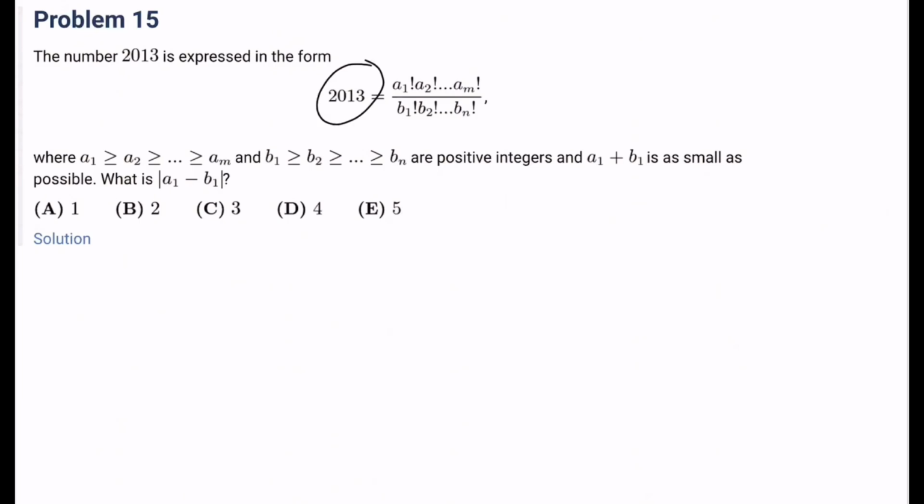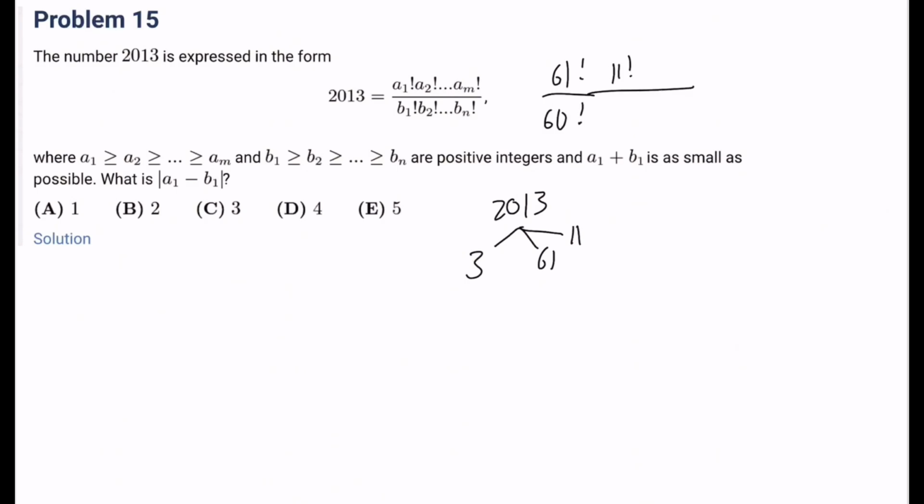Okay, so if we factorize 2013, this is going to be 3 times 671, and 671 is 61 times 11, right? So it's 3 times 61 times 11. So those are the prime factors. So it's going to be 61 factorial over 60 factorial times 11 factorial over 10 factorial times 3 factorial over 2 factorial, right? That's how it gives us 61, 11, and 3.